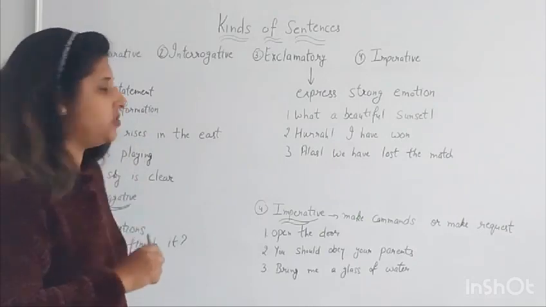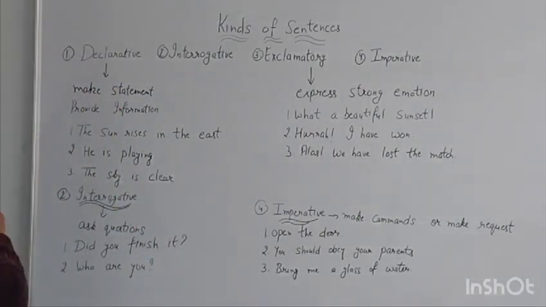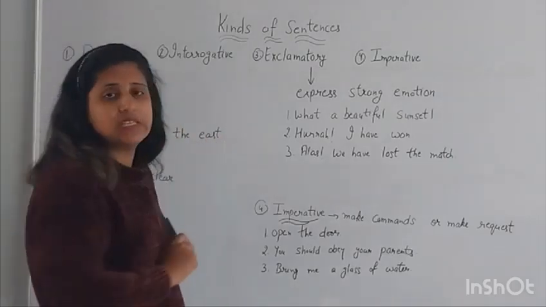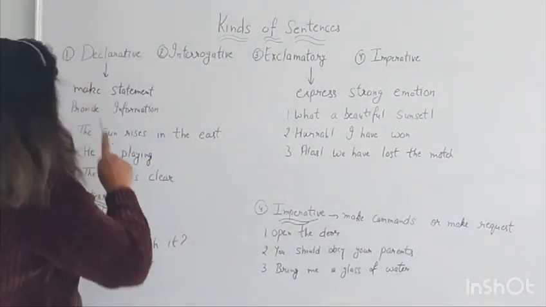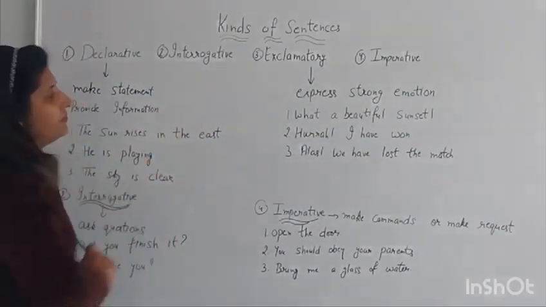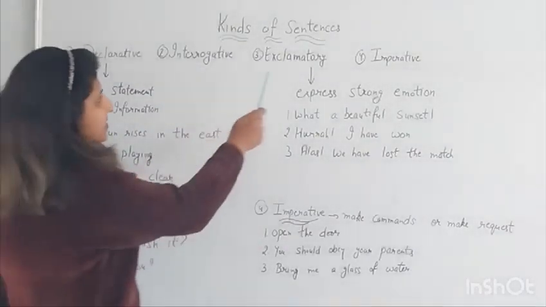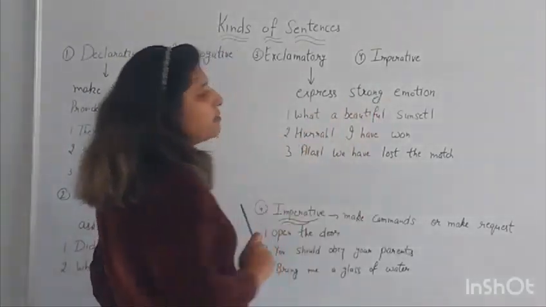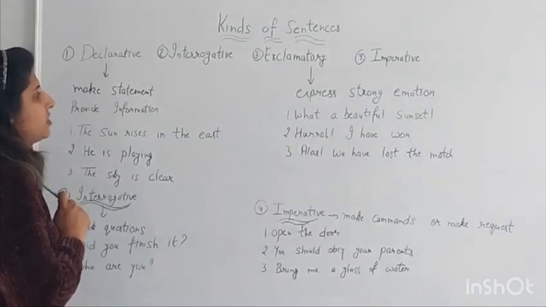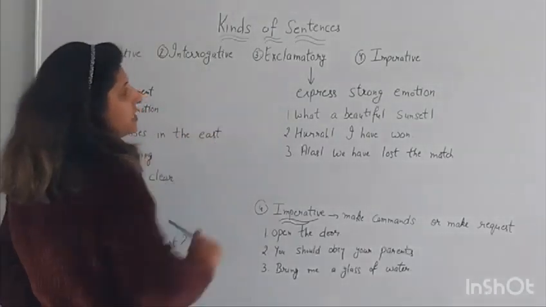it also has an object. Now, while discussing the kinds of sentences, there are four types of sentences. First is declarative, second is interrogative, the third one is exclamatory, and the fourth one is imperative. Now I will tell you how you can differentiate between these four kinds of sentences.